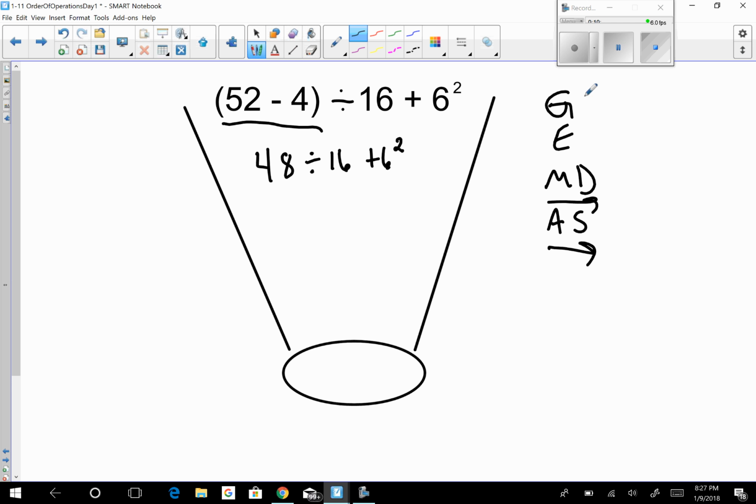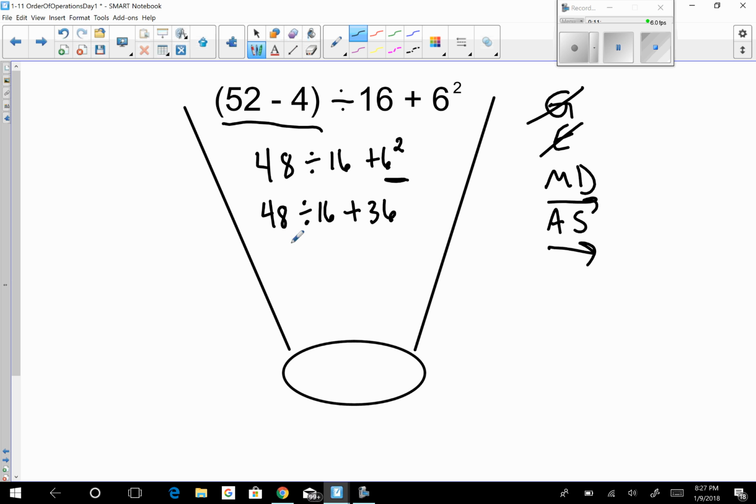Okay, no more grouping, so cross off G. Now we've got exponents. Yep, we do. 6 squared, so underline that part. So you have 48 divided by 16 plus, and then now what is 6 squared? 6 times 6 is 36. Okay, done with our exponents.